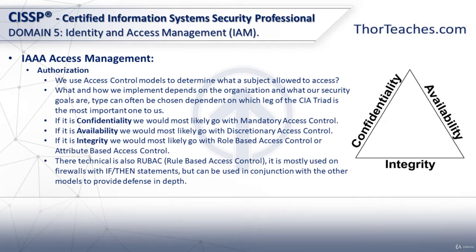If confidentiality is the most important thing to us, then we'll probably go with mandatory access control, or MAC. If, however, availability is most important, we would probably go with discretionary access control. And if integrity is most important to us, we might go with RBAC, role-based access control, or ABAC, attribute-based access control. And these should not be confused with RUBAC, rule-based access control.